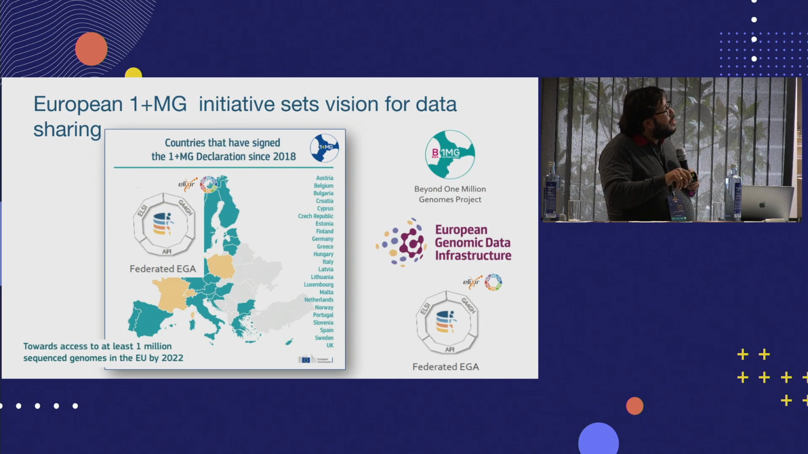That declaration turns into a project to design and to look for the solutions that nowadays are being implemented through the European Genomics Data Infrastructure. And one of the key enablers is EGA. But it's not just central EGA, it's what we call nowadays federated EGA, where the responsibilities and the capabilities are extended to different countries across Europe.